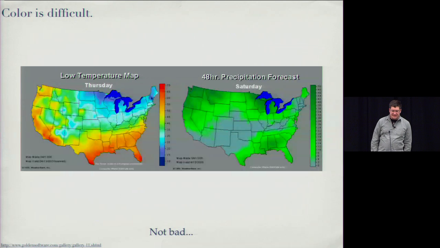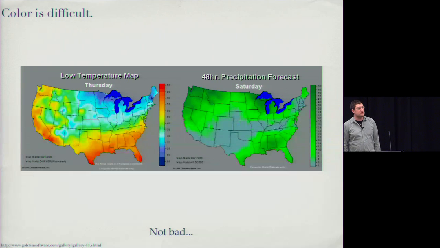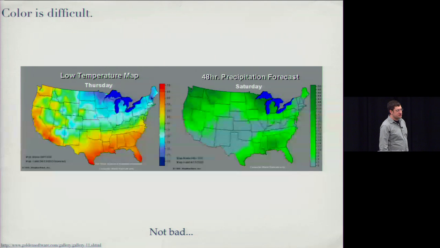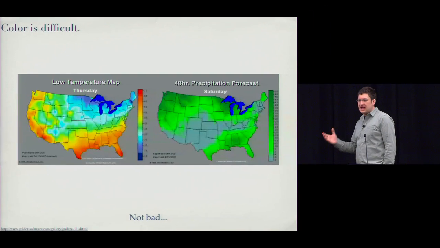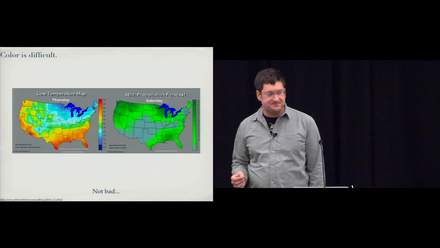Okay, here's a permissible, perhaps the only permissible use of rainbow as an encoding. This is a temperature map. I say this is permissible for a couple of reasons. One of which is we have really, really strong cultural conventions around blue being cold, around red being warm, and green being kind of pleasant and in the middle.